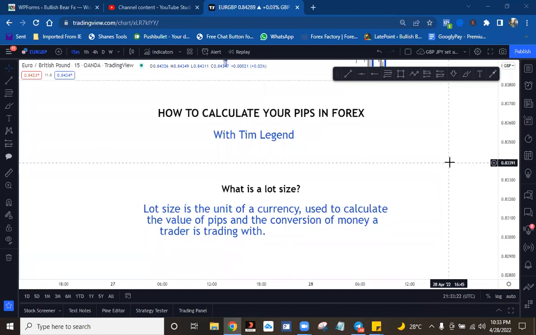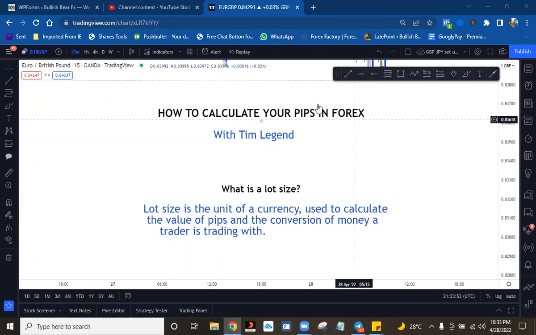So here our topic says how to calculate your pips in Forex. By the time we're done calculating pips tonight, if we have time, we'll dive into trading sessions. Tomorrow we'll start with supply and demand. I'm so sorry that I'm not following my syllabus accurately. I just have to do it the way I'm doing it because we need to move step by step.